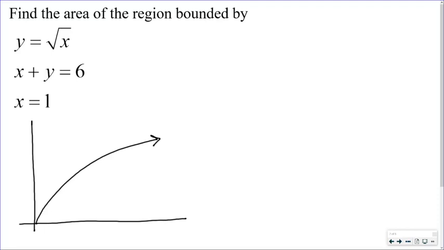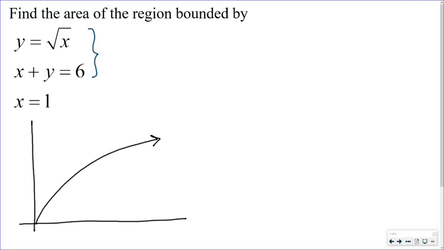I have the line y equals negative x plus 6. It might be useful for us to find the intersection between these two. So I'm going to set the y's equal to each other.